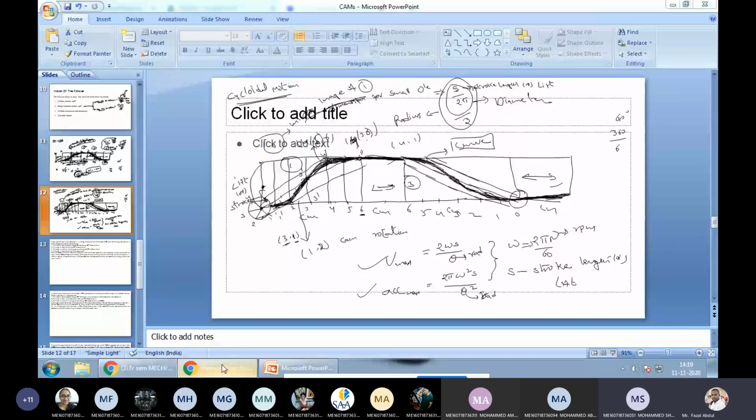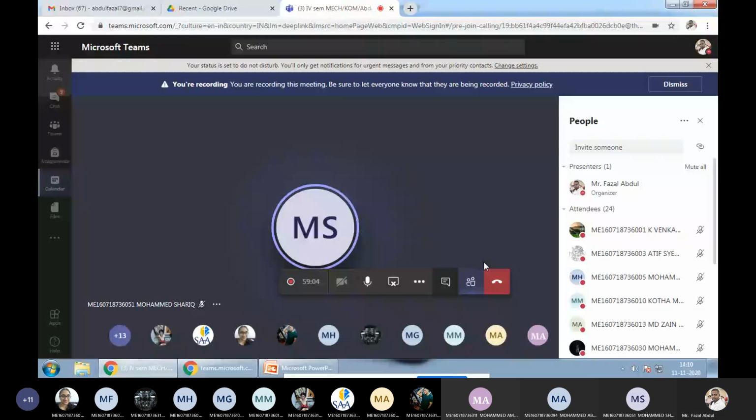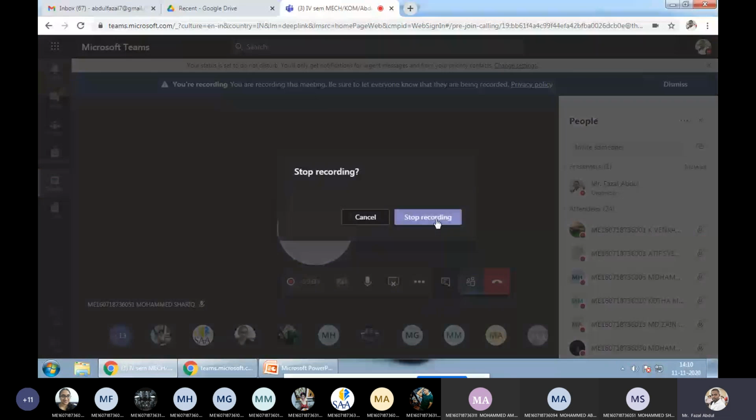Sir, will drawing the profile be easier than the displacement diagram, or will it be tougher? It is easy. So much easy.